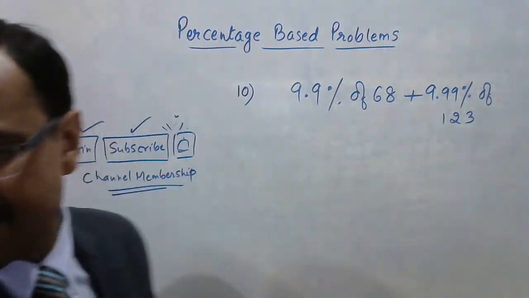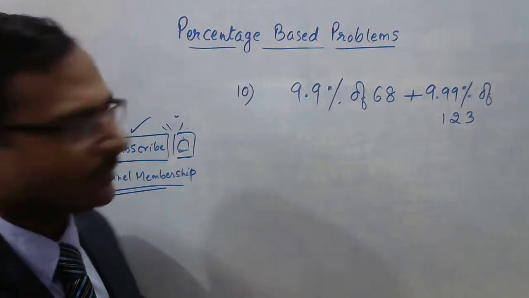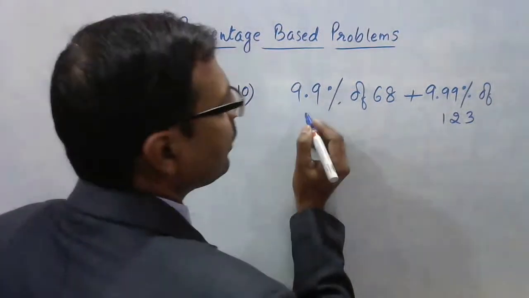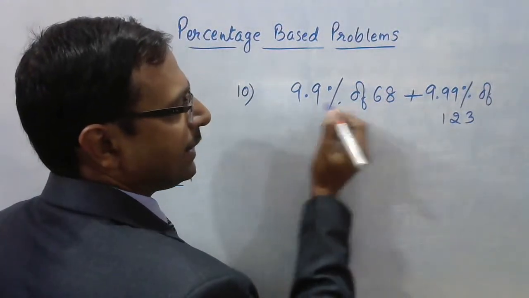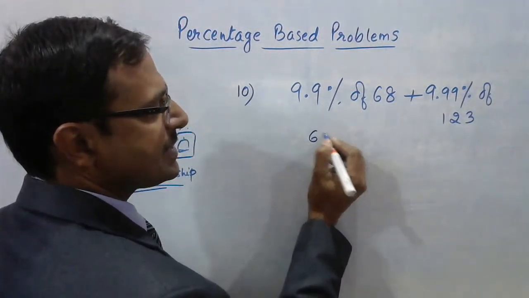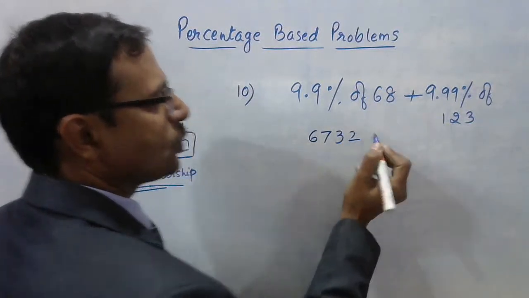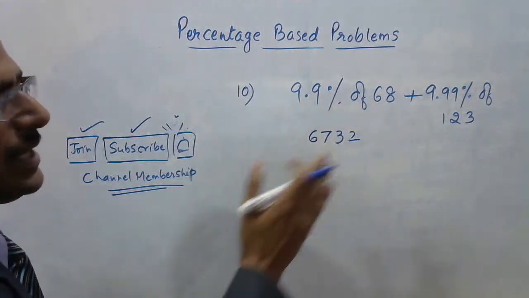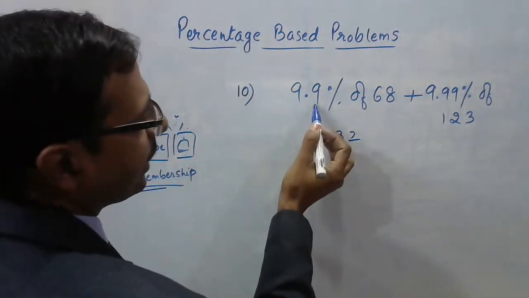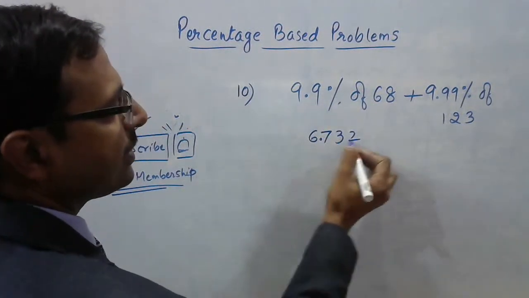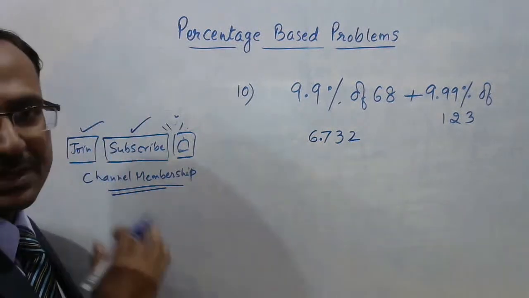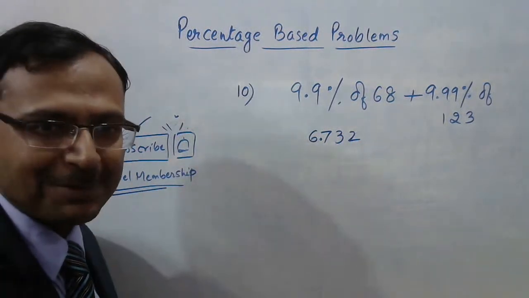Okay, let's see the answer now. How to multiply a two-digit number by 99? Just reduce this by 1, 67. Then 9 minus 6 is 3 and 10 minus 8 is 2. So that is the product of 99 and 68. And how to put the decimal? 1, 2, 3. 6.732 is the first percentage. Now what about the second percentage?